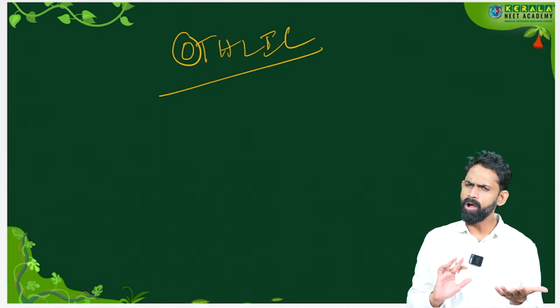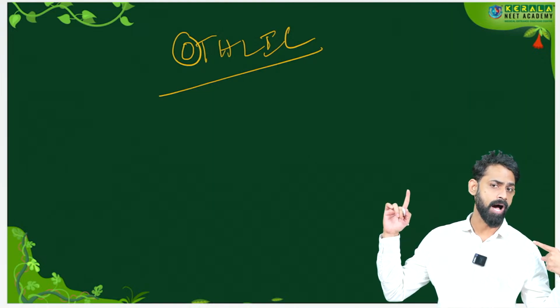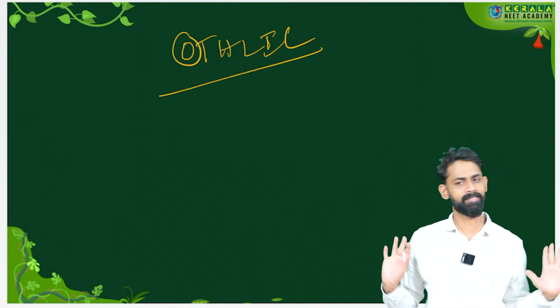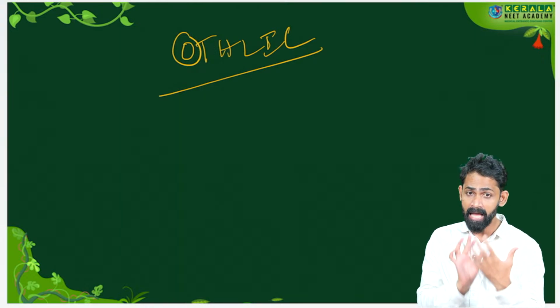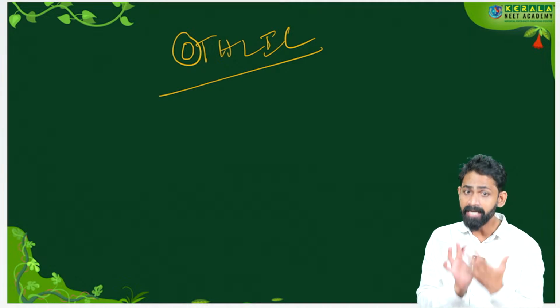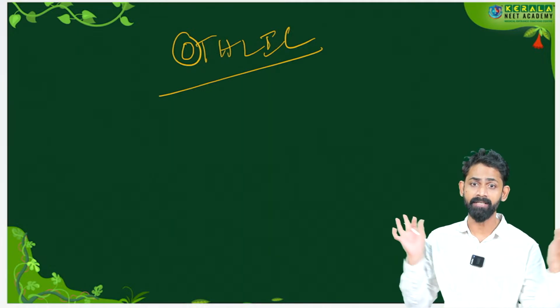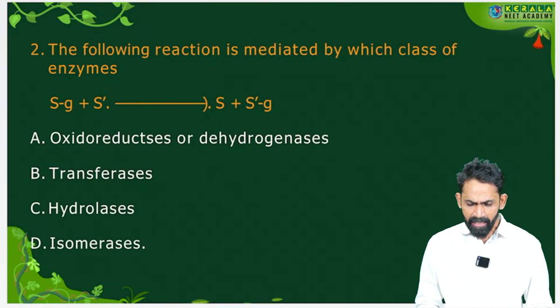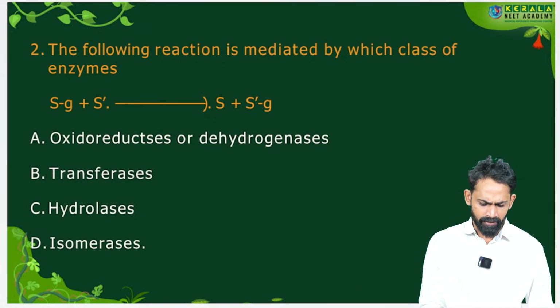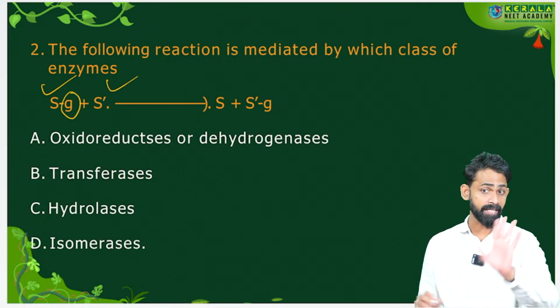There is less chance of cofactors being asked, but we should not neglect this. The general reaction is important. The class is important. Now I am taking this one: this is a substrate, this is also a substrate, S prime. Here G is a group, some group other than hydrogen.